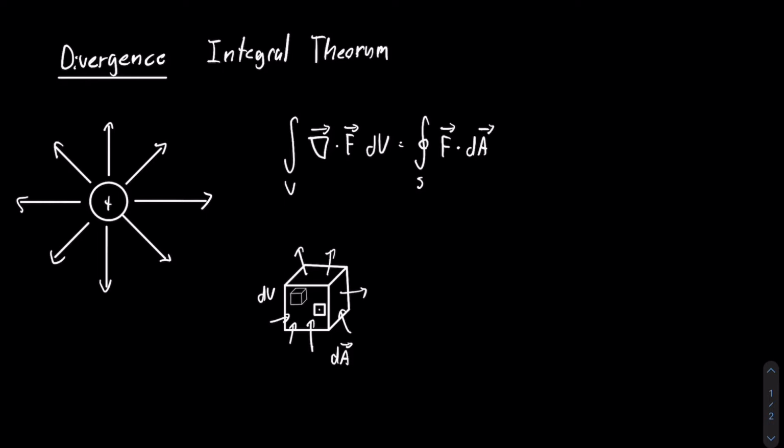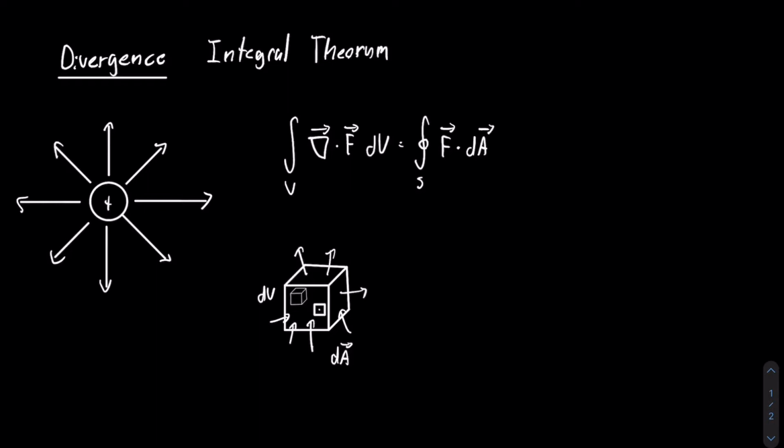Now imagine the opposite. Imagine that all of the vectors are going into the surface. That means there has to be some sort of sink inside the volume, which means that the divergence is going to be negative. Also, because the vectors are going into the surface, when you dot dA and the vector, it's going to be negative because the angle is going to be 180 degrees, and the cosine of 180 degrees is -1.